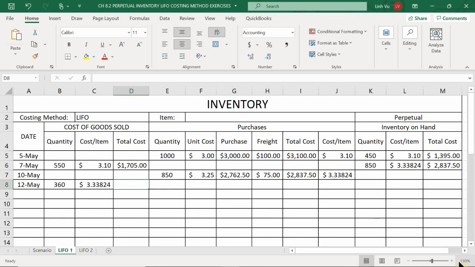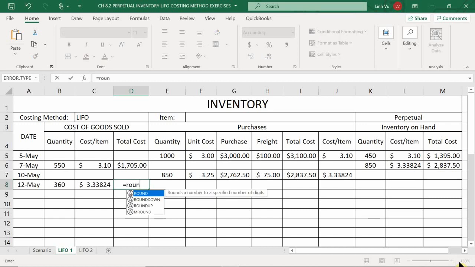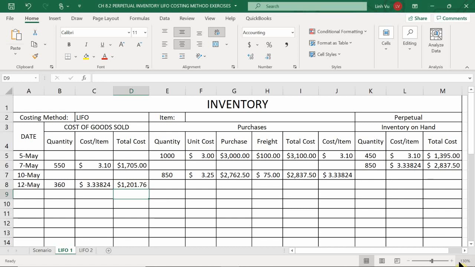$3.33824. Good. So then, therefore, I need to go ahead and calculate this, okay? I need to run my formula to calculate what my total cost of goods sold is. So how much is it going to cost me for 360 at $3.338235? $1,201.77. If you round this number to 5, you're going to get that answer. But in this case, it's 7.6. Close enough. Okay?